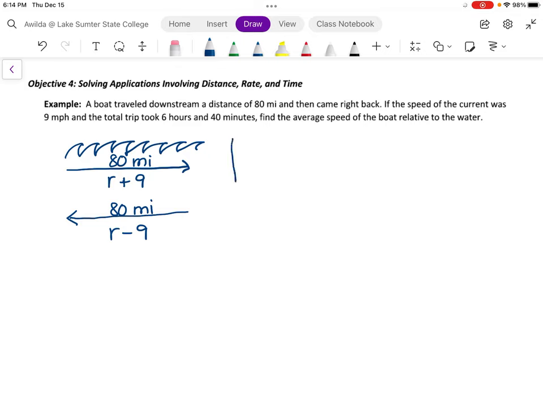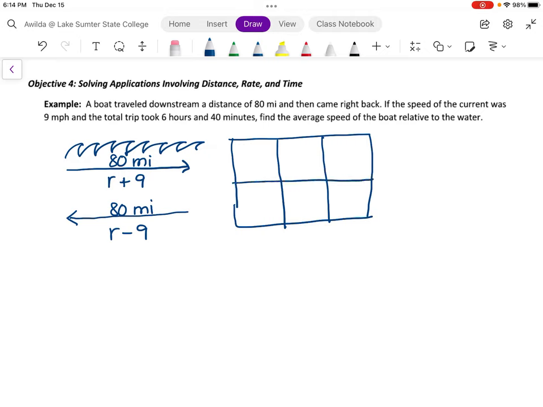Let's put this information into a table similar to what we did in a previous section. We have a column for distance, a column for rate, and a column for time. And then we have one trip in one direction and then the return trip in the opposite direction. So we'll have that distance is equal to rate multiplied by time. One direction had a rate of r plus 9. The other had a rate of r minus 9. And both times, the distance was exactly 80 miles. What we don't know is the time that each leg of the trip took.